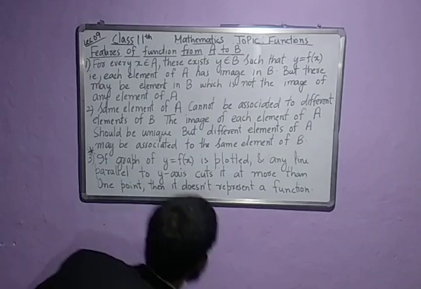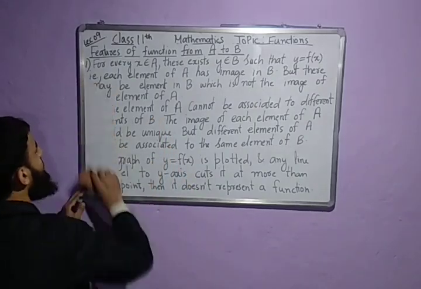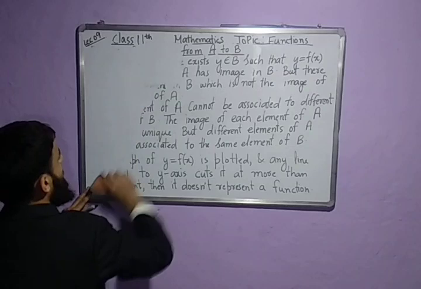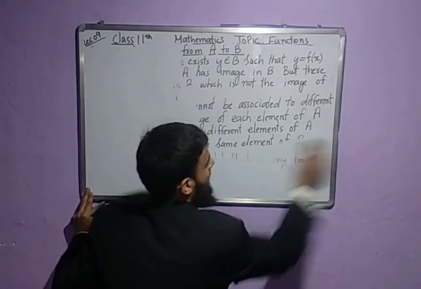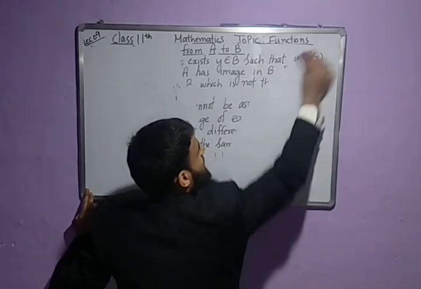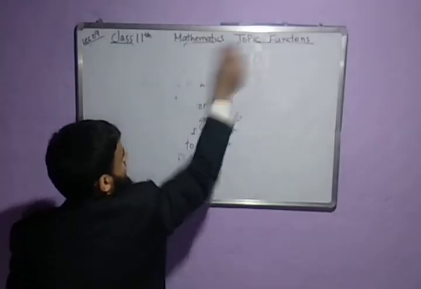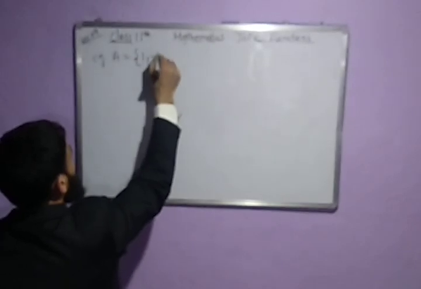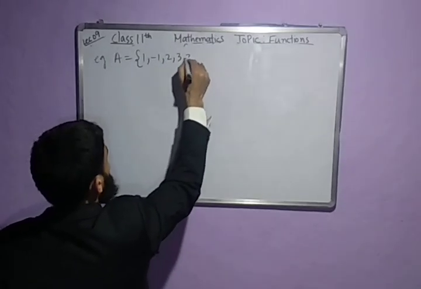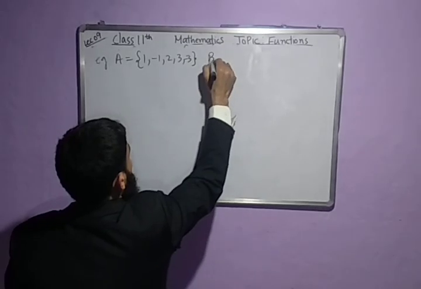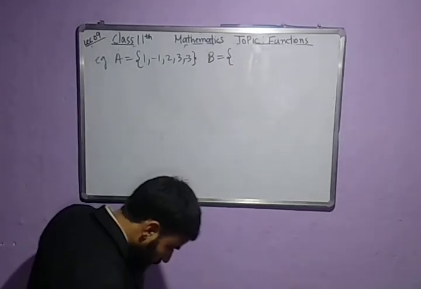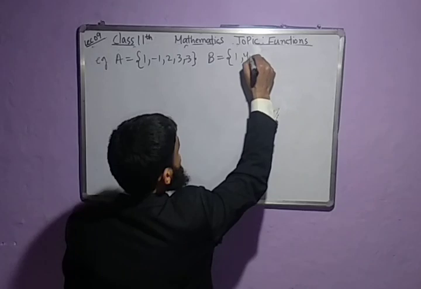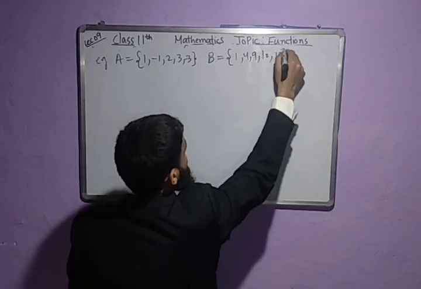Let us see these things with an example. Let us write an example. We have A is equal to {1, -1, 2, 3, -3} and we have B is equal to {1, 4, 9, 10, 11}.